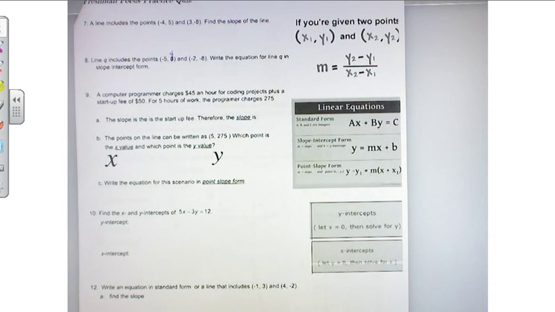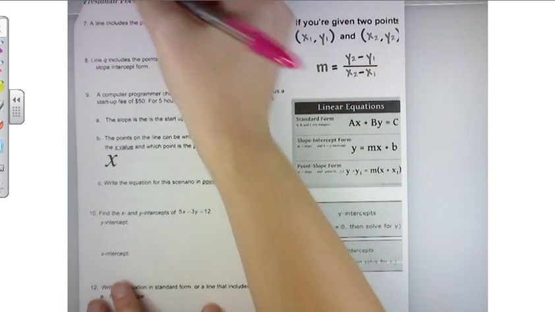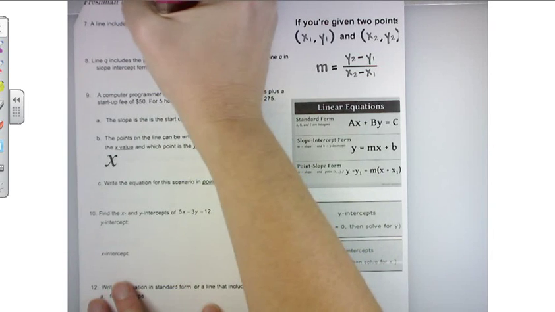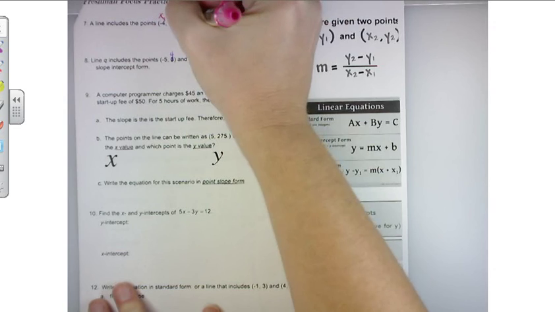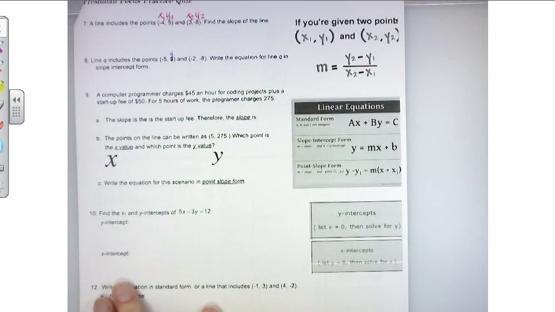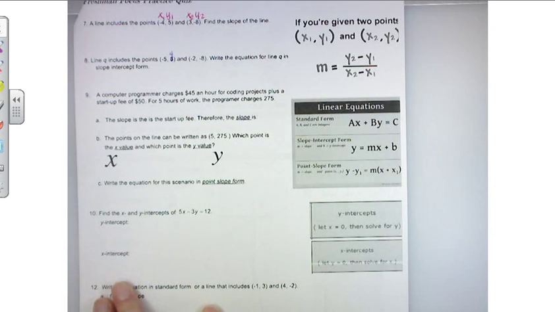Okay, so let's start with the first one. It says a line includes the points (-4, 5) and (3, 8). Find the slope of the line. So again, the first thing I'm going to do is label x1, y1, x2, y2, just so I make sure that I'm doing it right. I'm going to use this equation right here in order to find my slope.